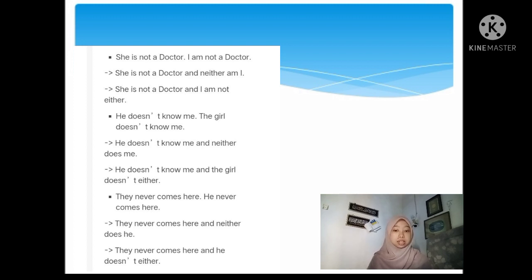2. He doesn't know me. The girl doesn't know me. Or he doesn't know me and neither does the girl. Or he doesn't know me and the girl doesn't either. 3. They never come here. He never comes here. Or they never come here and neither does he. Or they never come here and he doesn't either.